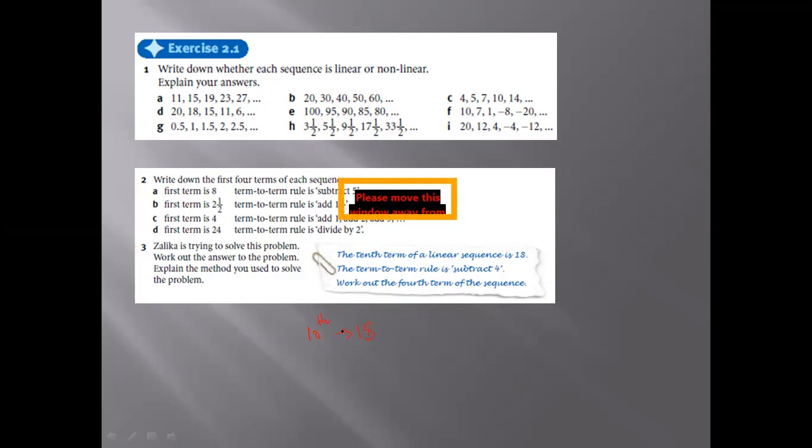We need the first term. How can we find it? It's the 10th and the 9th and 8th, 7th and 6th, 5th and 4th. And minus 4 means going back we add 4: 18, 14, 10, 6, 2, and minus 2, minus 6. Okay, so the first term is minus 6 because it's a linear sequence.